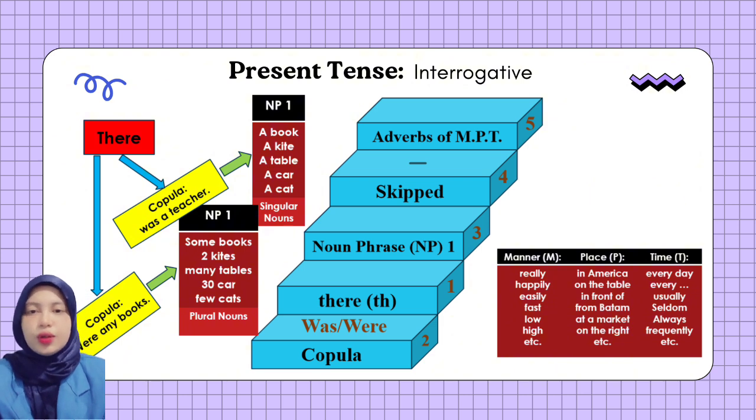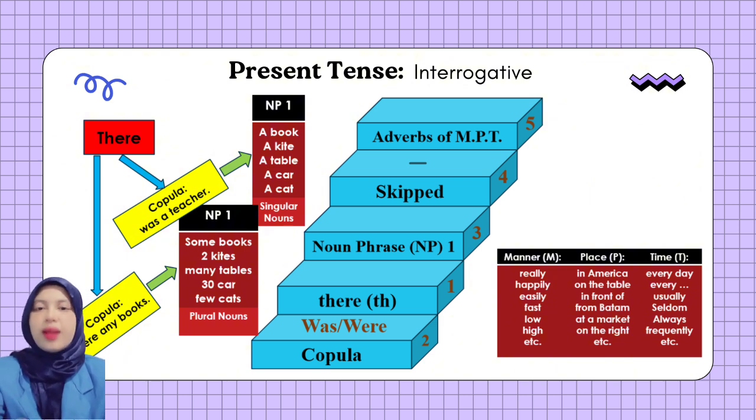You can still include adverbs of manner, place, and time at the end of the question to add more specific details about the past events you are inquiring about. So, to ask a question in the past tense, you invert the order of the copula and there, making it was or were plus there plus noun plus one, and then you can add your adverbs. For example, was there a teacher yesterday, or were there any books on the table this morning?